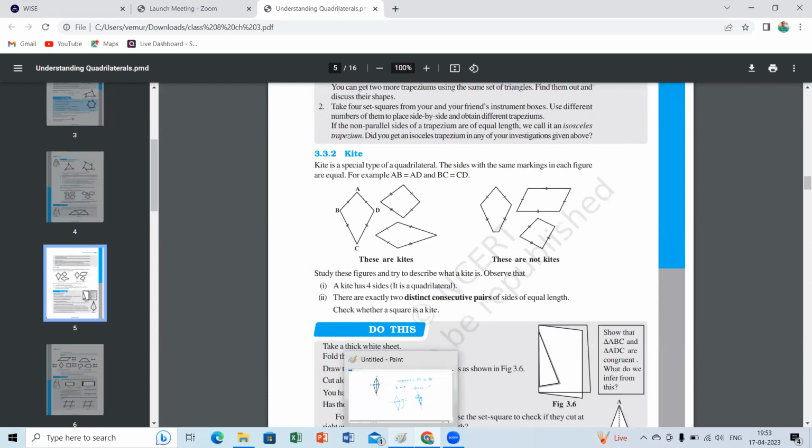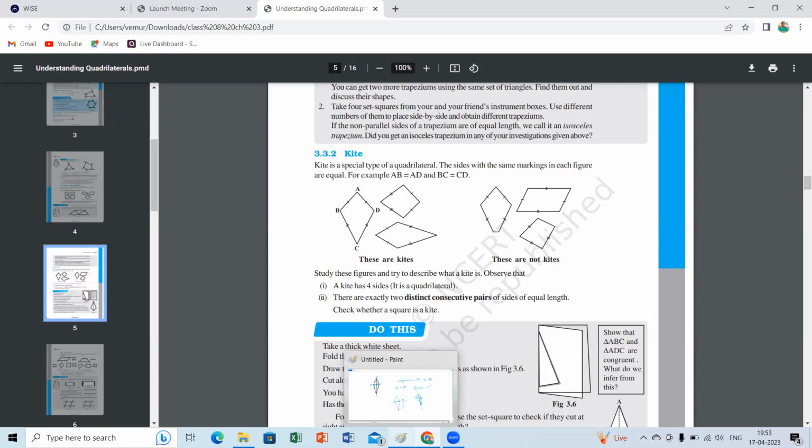It is a quadrilateral. They have exactly two pairs of distinct consecutive sides equal in length. One pair of opposite angles are equal. Diagonals are bisecting each other.